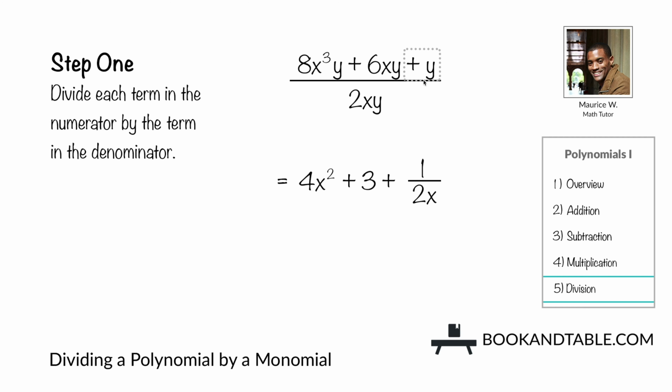Here, since there's no coefficient shown, the coefficient would be 1. 1 times y is just y. So 1 divided by 2 is 1/2. There's no x in the numerator, but there's an x in the denominator, so that stays. And then we have y divided by y, which is equal to 1, so those cancel each other out. So the quotient would be equal to 4x squared plus 3 plus 1 over 2x. And although this term would not be allowed in a polynomial, this is the answer to this quotient. So it is allowed to be a part of our answer. So don't let this throw you off.